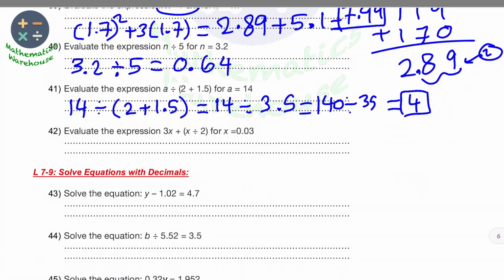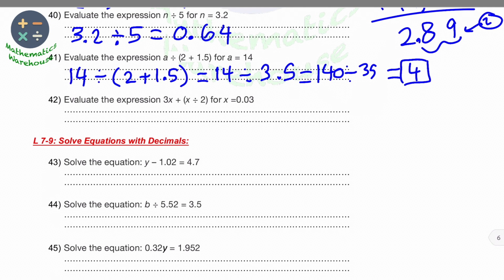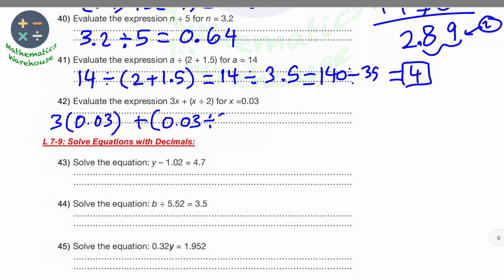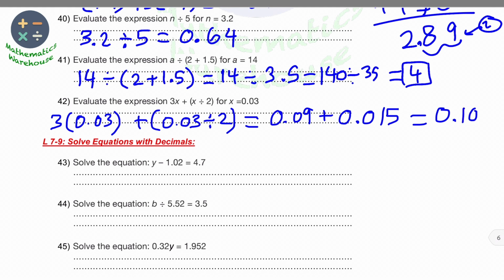Next question, evaluate the expression 3x plus x divided by 2 for x equals 0.03. Substitute the value of x, so it's 3 times 0.03 plus 0.03 divided by 2. 3 times 0.03 equals 0.09, plus 0.03 divided by 2 equals 0.015. So now add, it's 0.105.